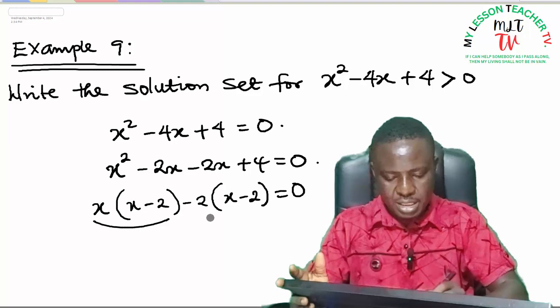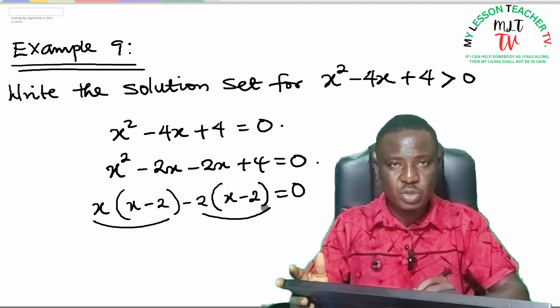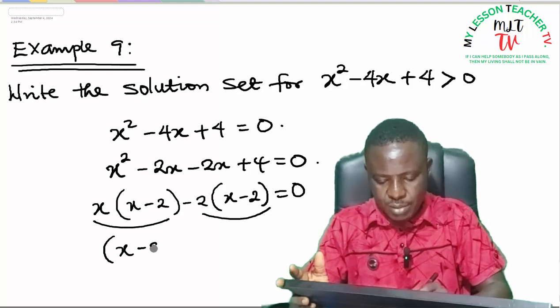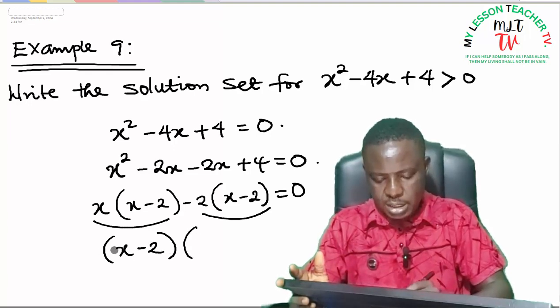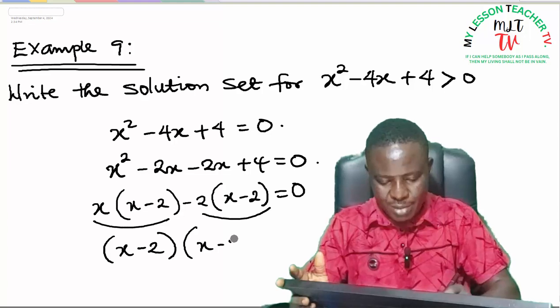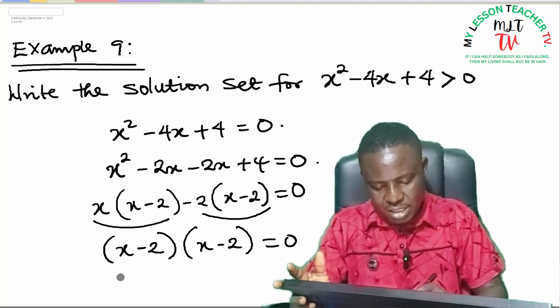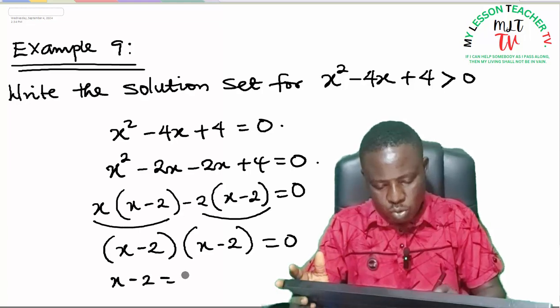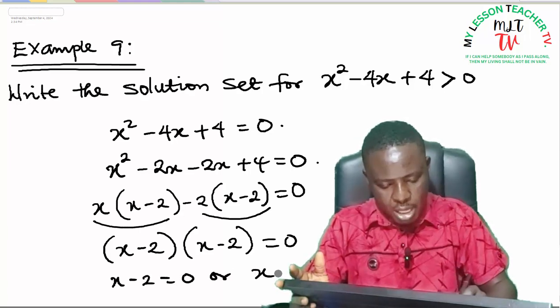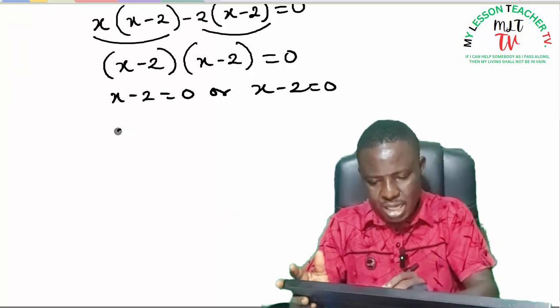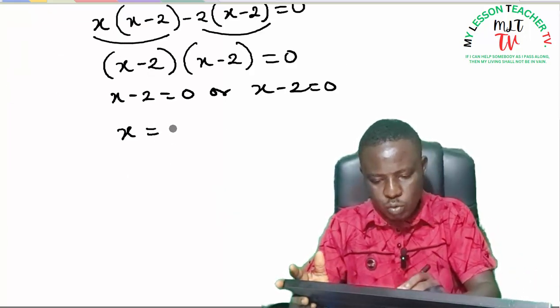Now, looking at this and this, you discover that x minus 2 is still common. That is what is in the bracket. You equally factorize it out, x minus 2 into bracket, and when you do that, you are left with x minus 2 being equal to 0. So we have x minus 2 is equal to 0, or x minus 2 is equal to 0. At this point, you can tell me that x is equal to plus 2 twice.